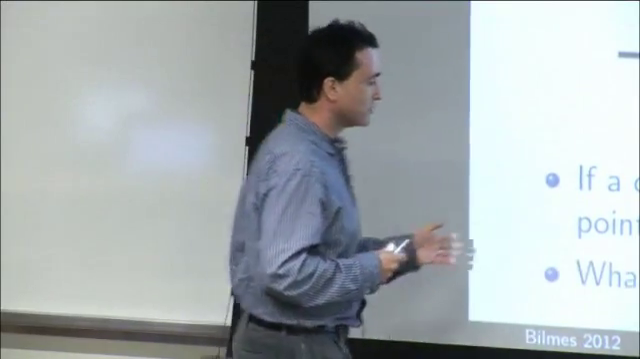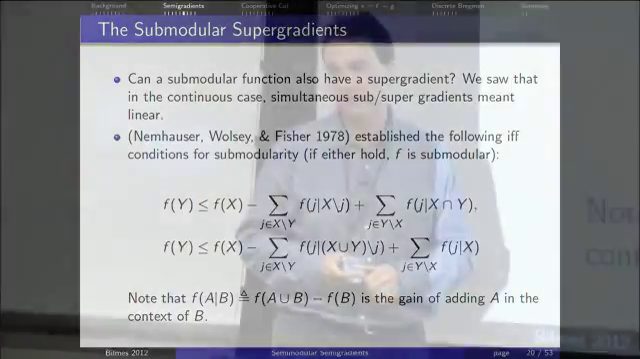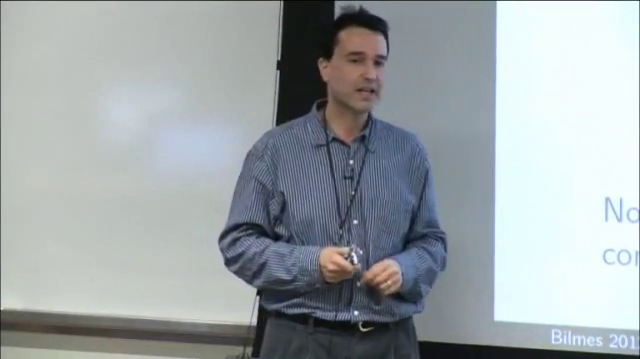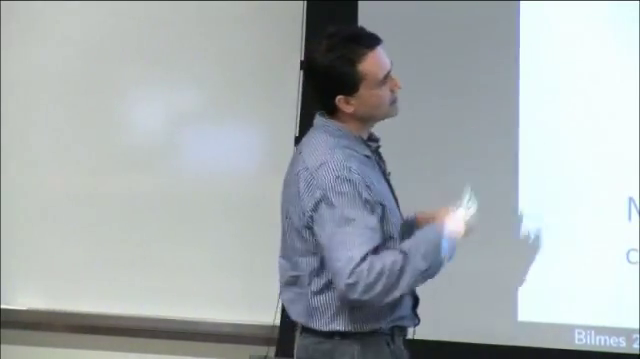Now, the question is, does this also hold for discrete functions? Something that we discovered not too long ago that I think is a remarkable property of submodular functions is that any submodular function not only has a tight linear lower bound at any point, but also has a tight linear upper bound at any point. Like I said, in the continuous case, that would restrict the functions to be linear. So first of all, how does this work?